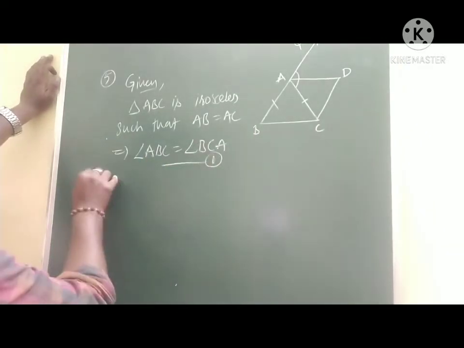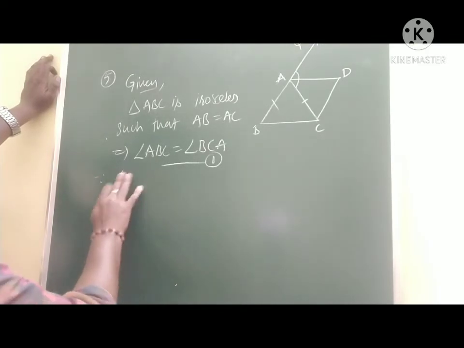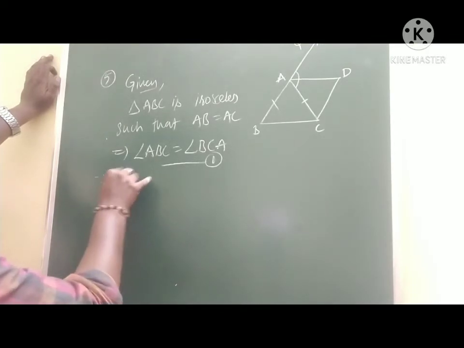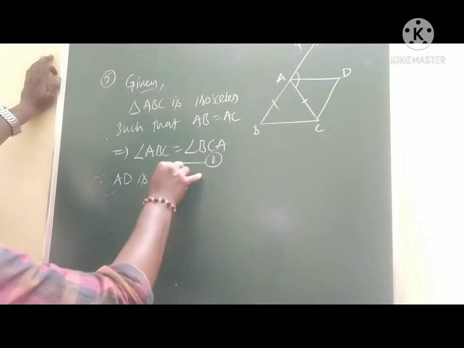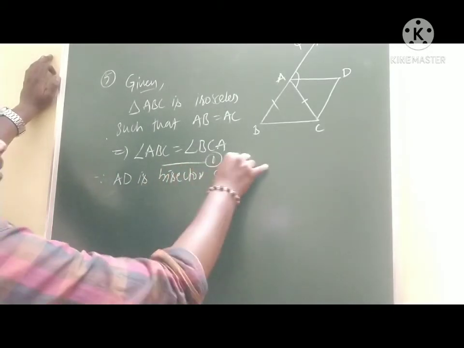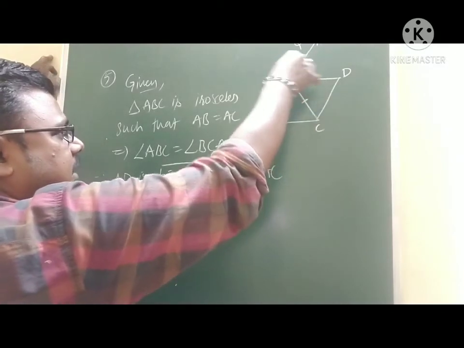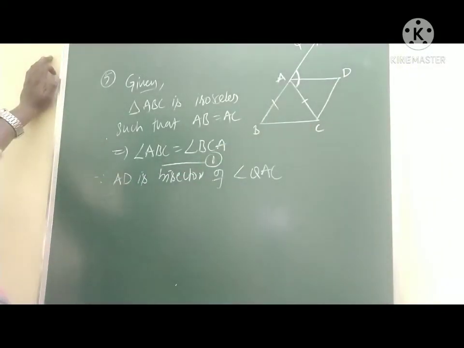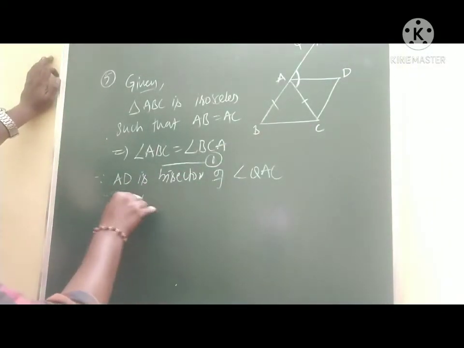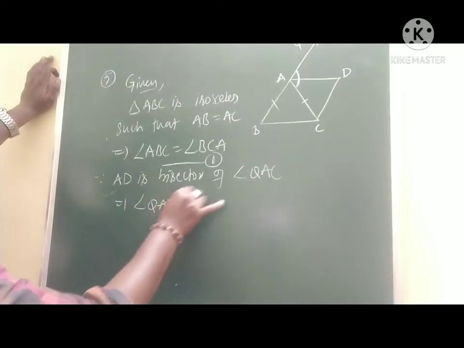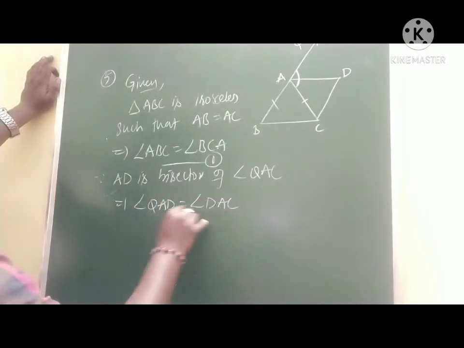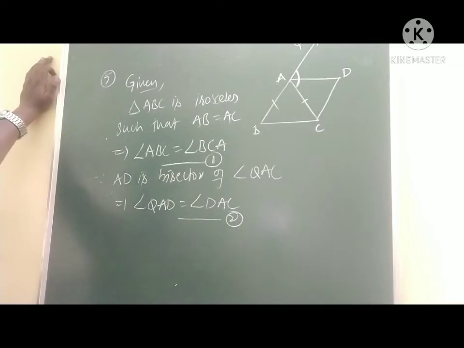Now since AD is the bisector of angle QAC, this is the angle QAC. For this, AD will act as a bisector. So it implies angle QAD is equal to angle DAC. Let me take this as 2.